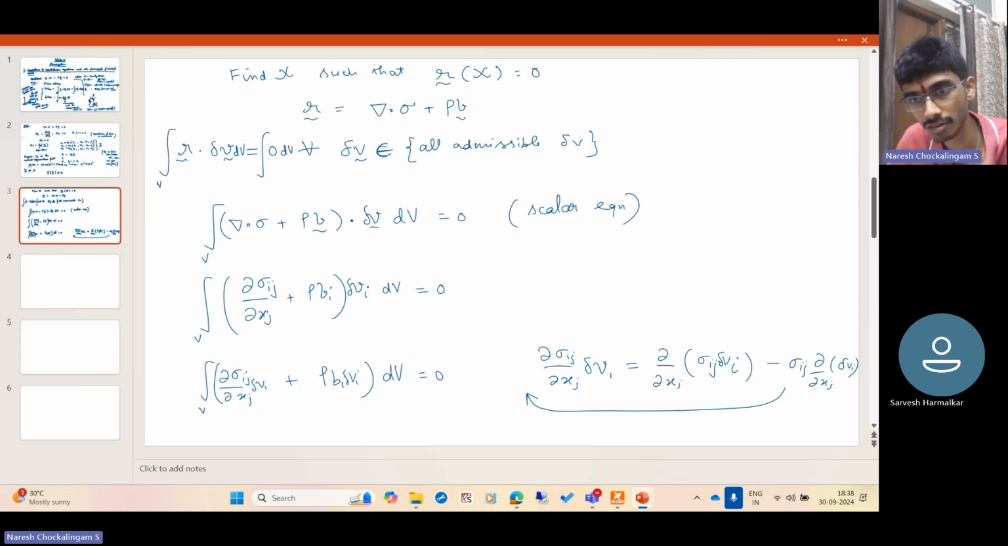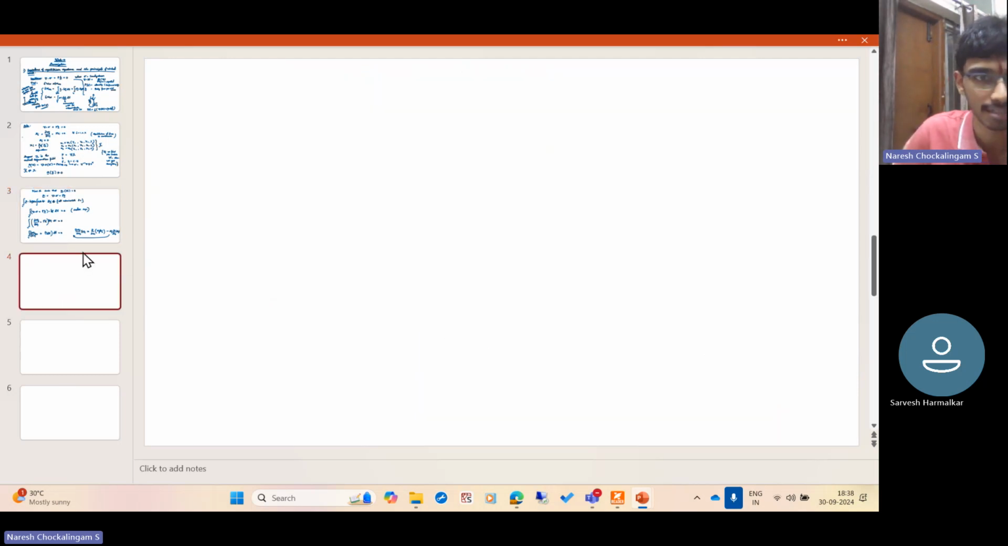So you have a product of two terms inside. Del vi is an arbitrary velocity field. Sigma ij is the Cauchy stress field. You're taking a derivative with respect to xj. So first you differentiate sigma and keep del vi constant. Then you differentiate del vi keeping sigma ij constant. So you get two terms. Now I'm just shifting it to the other side. So this is a simplification for the first term. It's not a simplification, it's actually bigger, but it's fine. So this is the first term. Let us replace the first term by that.